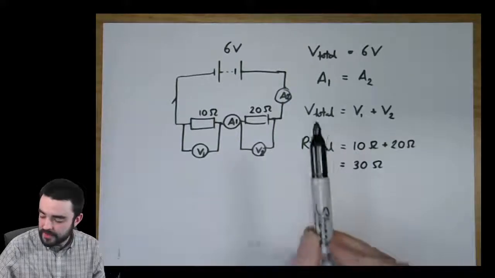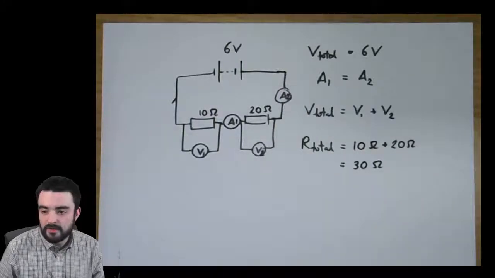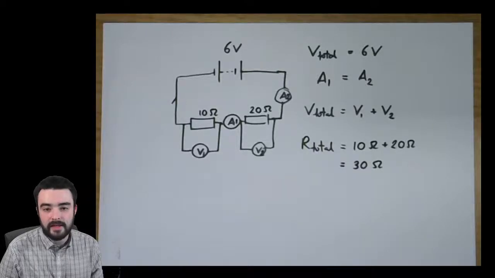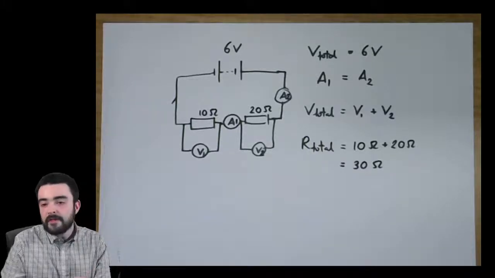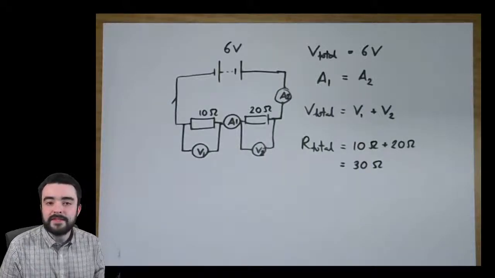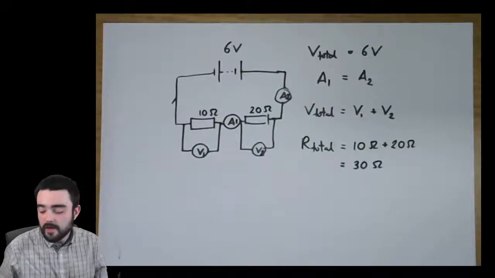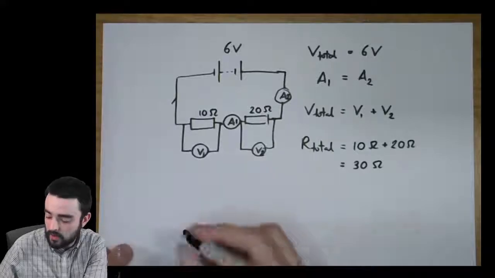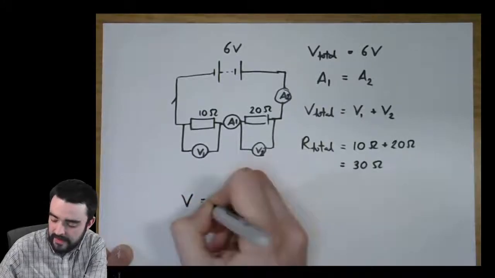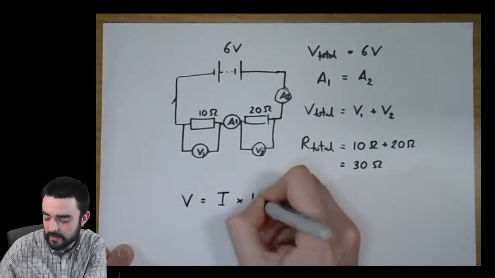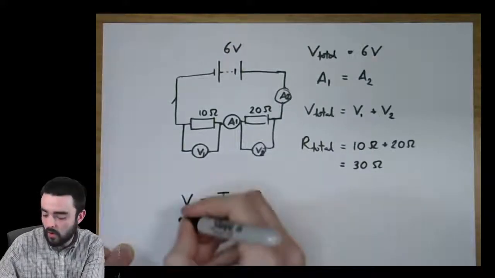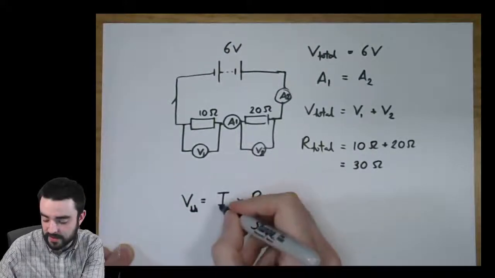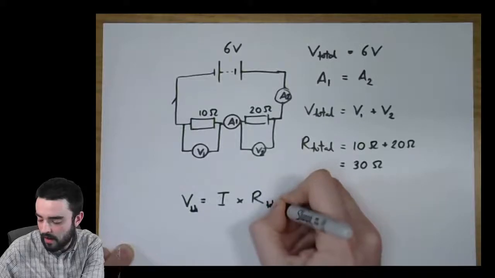Now, we've got the total resistance, we've got the total voltage. Now we're going to think about the total current. To find the total current, we need to use an equation. And we're going to use the equation of Ohm's law, which is that V is equal to I times R. Or V total can be equal to the current times R total.